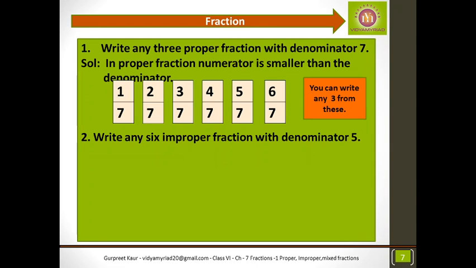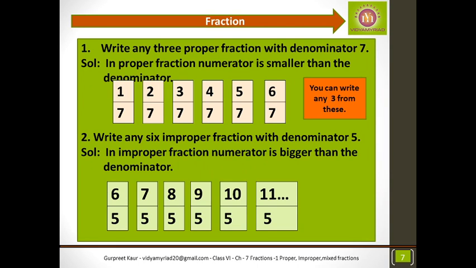Same way, my question is: write any 6 improper fractions with denominator 5. Now, what is improper? When your numerator is bigger than the denominator. That means numbers which will be more than 5. So I can write any numbers from this and that will represent an improper fraction.